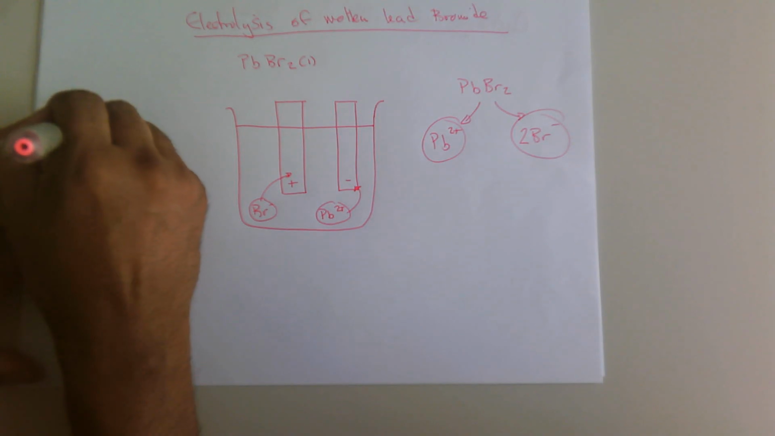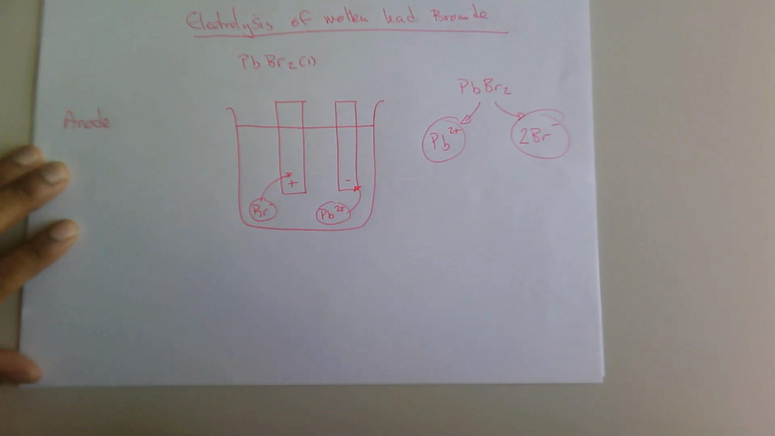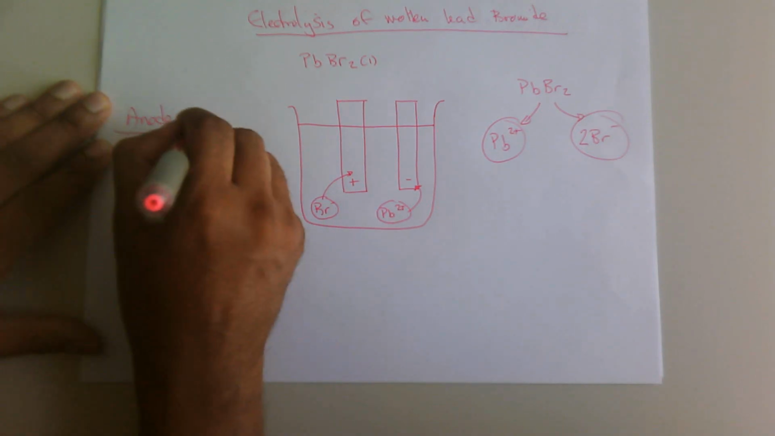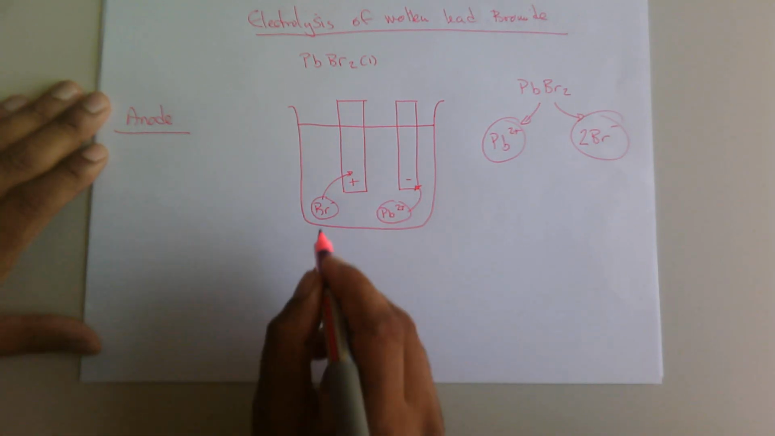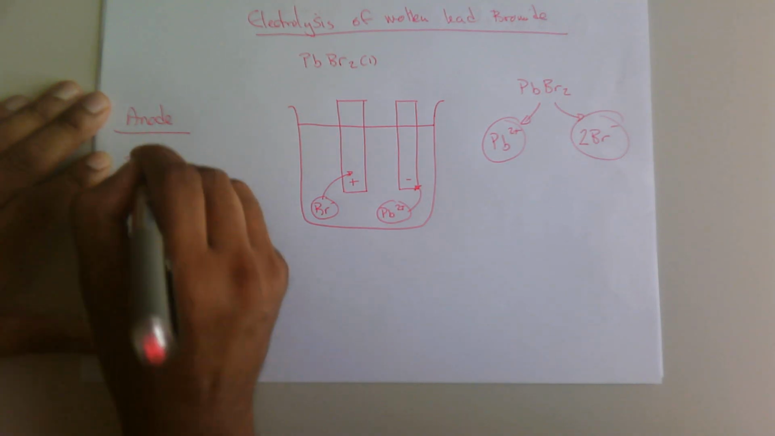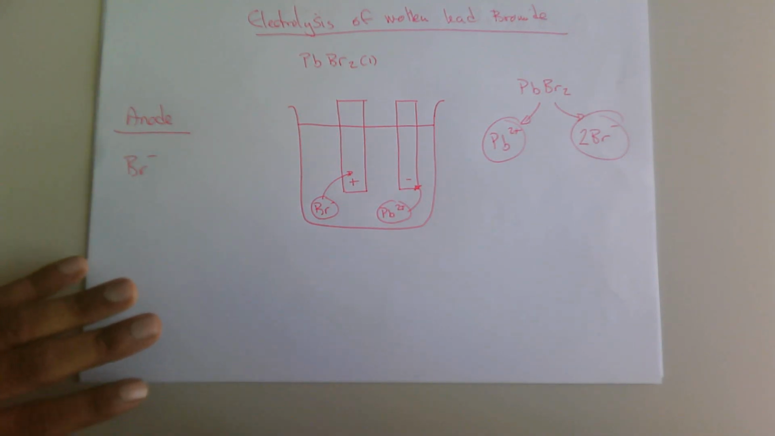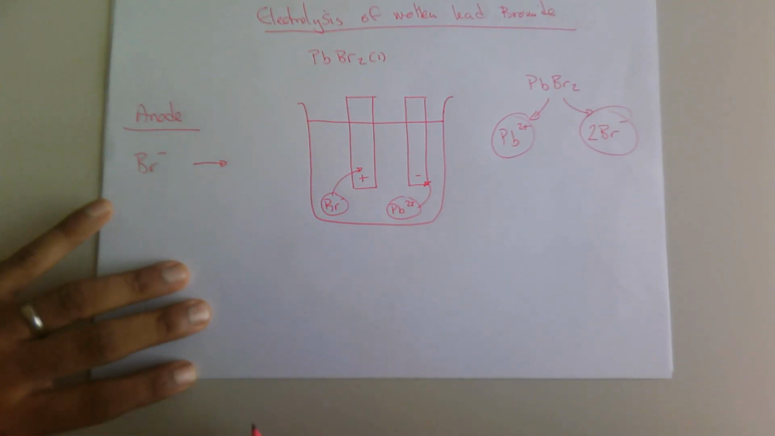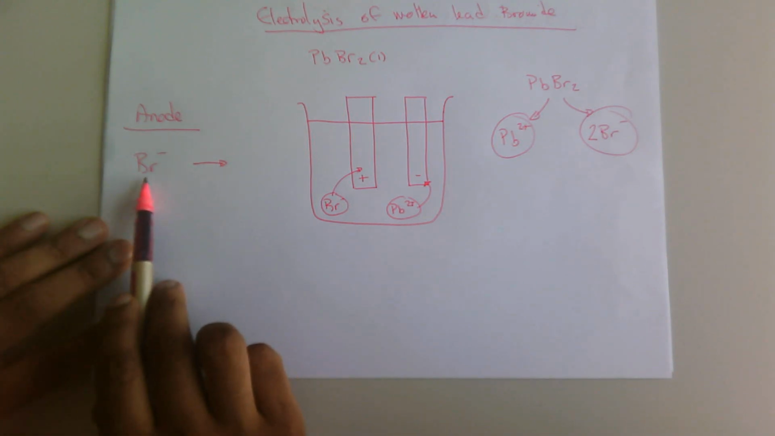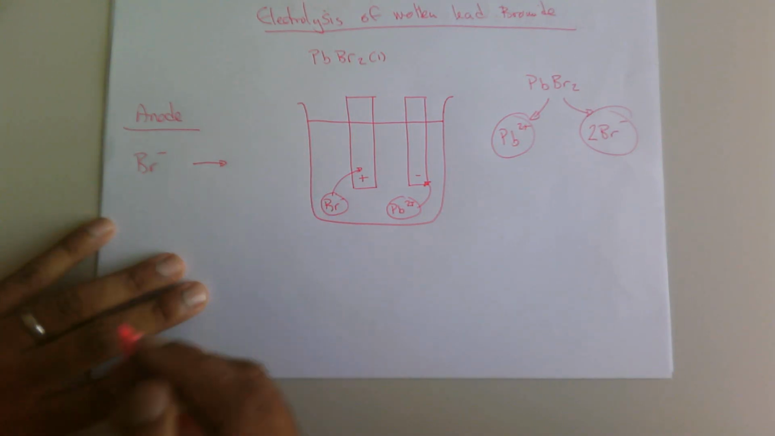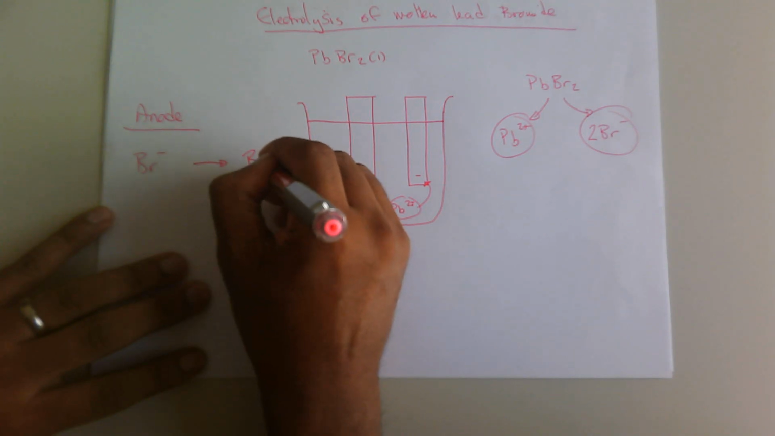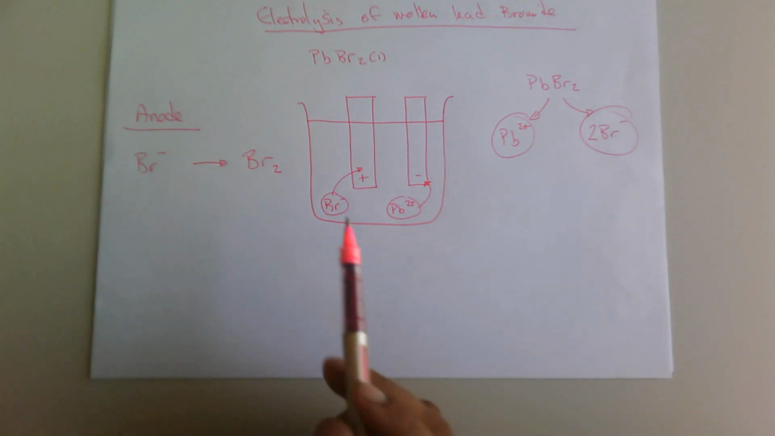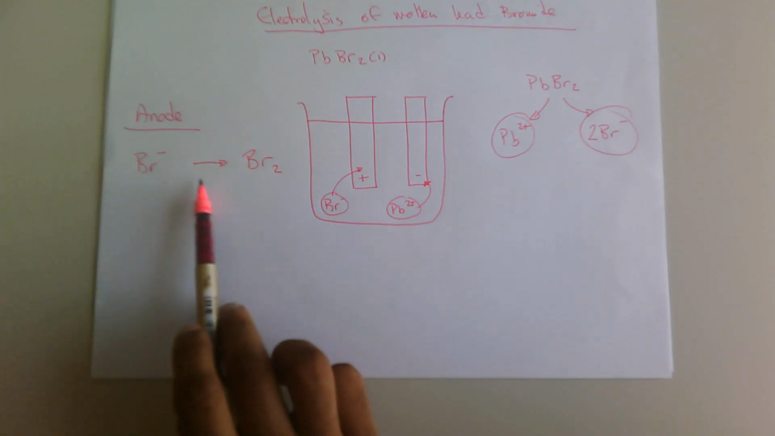So let's just look at the anode. The anode is the positively charged electrode, and obviously the negative ion will go towards it. So you've got Br-. When it reaches the electrode, it has electrons running through it, and what it will do is become Br2. So Br- will become Br2. So you need to think about how Br- is becoming Br2.